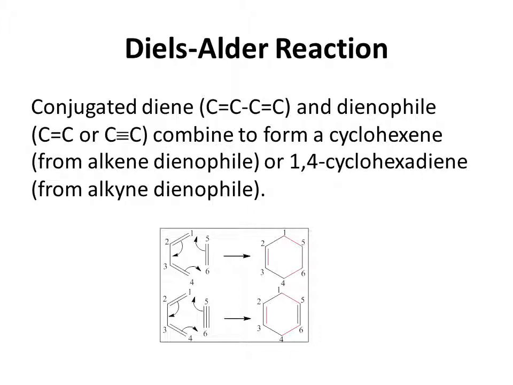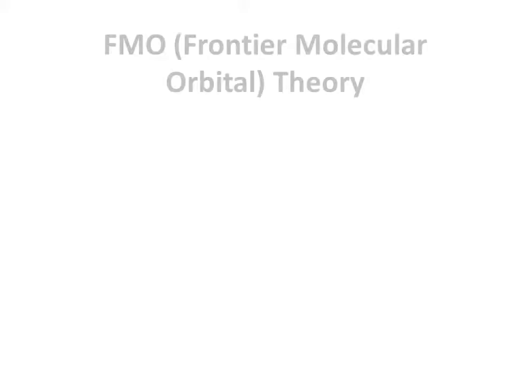In addition, three new bonds are formed: two sigma bonds between carbons 1 and 5, 4 and 6, and a new pi bond between carbons 2 and 3. Since there are no obvious nucleophiles or electrophiles in the Diels-Alder reaction, we need a new theory called frontier molecular orbital theory, or FMO, to explain it.